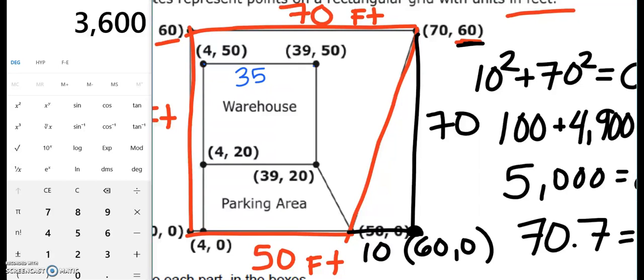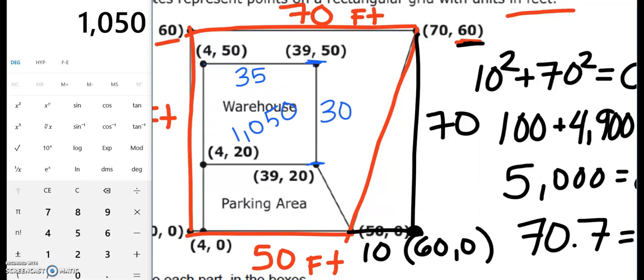Now my height, I went from 39,20 up to 39,50. So the only thing that changed was my Y value. To get from 20 to 50, that means I went up 30 boxes. So the area of this warehouse would be 30 times 35. So it would be 1,050 for the area of the warehouse.